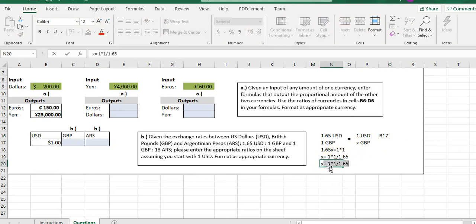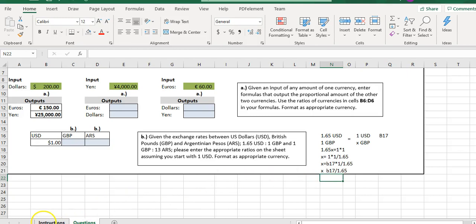I want to say equals B17, x equals B17 times 1 divided by 1.65. So what happens when I multiply by 1? Nothing happens, right? So technically this is just saying x equals B17 divided by 1.65. So that's the calculation that you want for the British pound. Again, you don't want to put it in your calculator and get an answer and type it in. You want the computer to do the work for you.